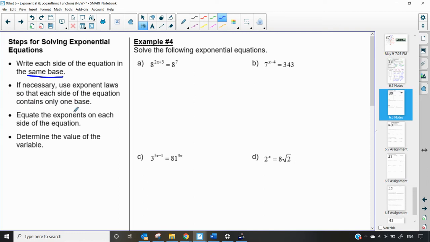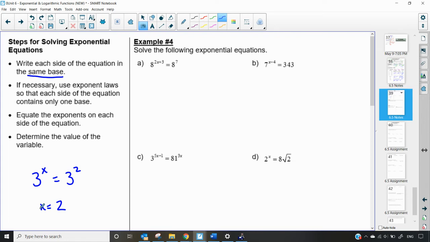Sometimes you might have to combine values or combine powers. You want to set the exponents on each side of the equation equal to each other, so equating the exponents. And then you're going to determine the value of the variable. Once our bases are the same, for example, if I had 3 to the x equals 3 squared, if I have the same powers and the same bases, I have to have the same exponents. So if my powers are equal and my bases are the same, then I know my exponents are the same.